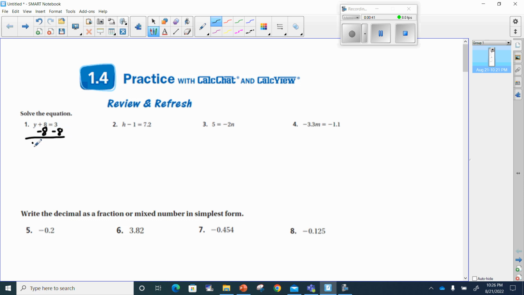Now the y comes down because I never introduced it with anything. It comes straight down and stays right there in the y position. 8 minus 8 is 0. I'm not going to put 0 there because anything plus 0 is itself anyways, right? So now I have 3 minus 8.